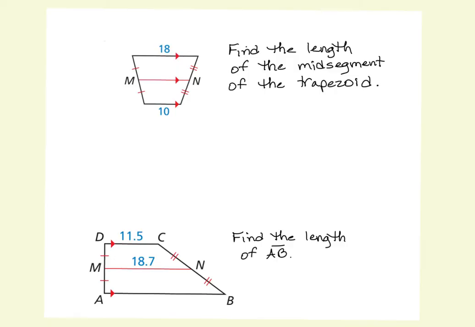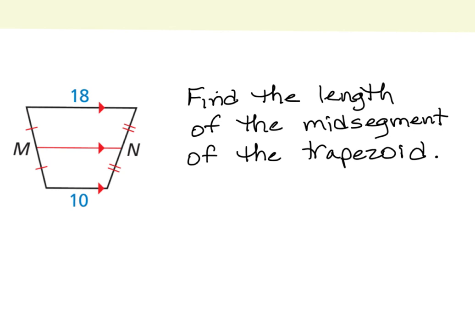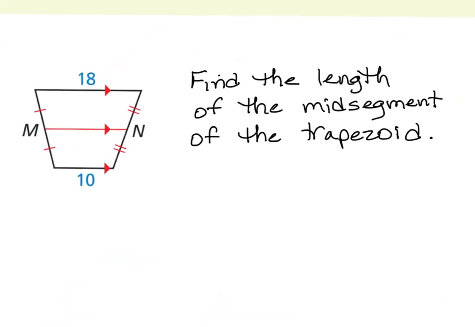If you want to take a picture of that, I can zoom in one at a time too. So the first one says find the length of the midsegment of the trapezoid. In this one, you're given the two bases. How do I find the midsegment? Add them together, divide by 2. 10 plus 18 divided by 2. 28 divided by 2, which is 14.